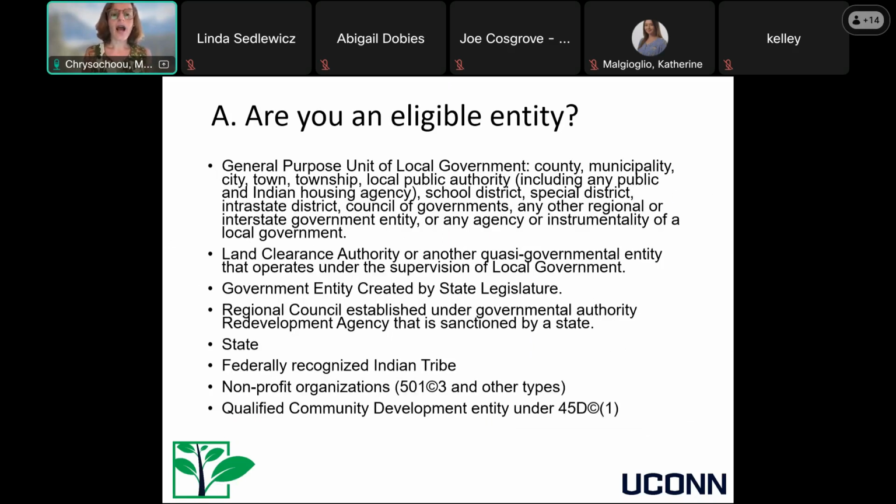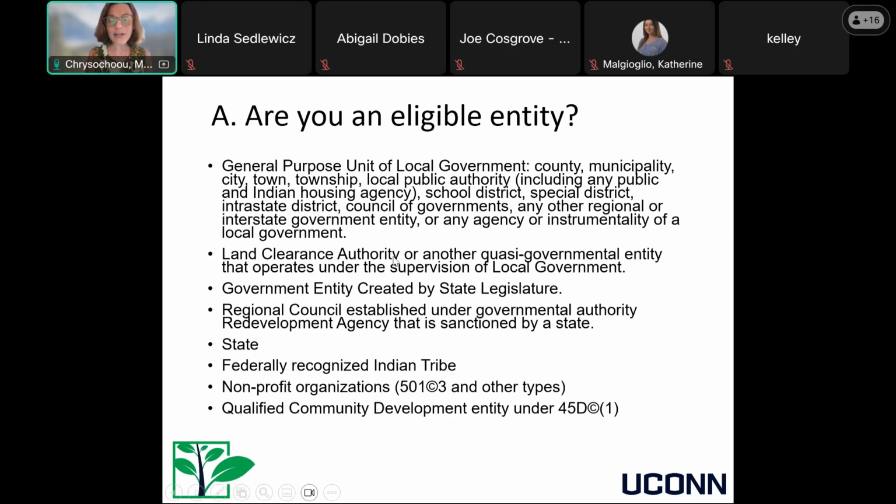So, are you an eligible entity? What types of entities can apply for a cleanup grant? A general purpose unit of local government. This includes counties, which we do not have in New England, but we do have municipalities, cities, towns, and local public authorities. You can be a school district, a special district, a council of government, or any other regional government.